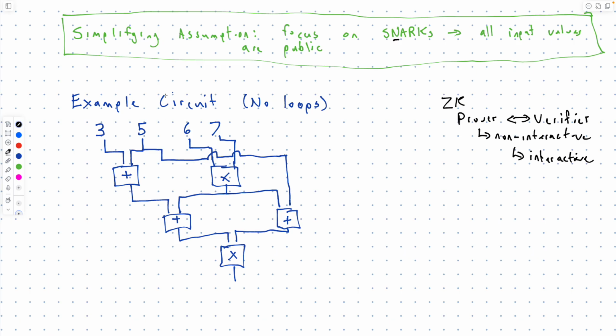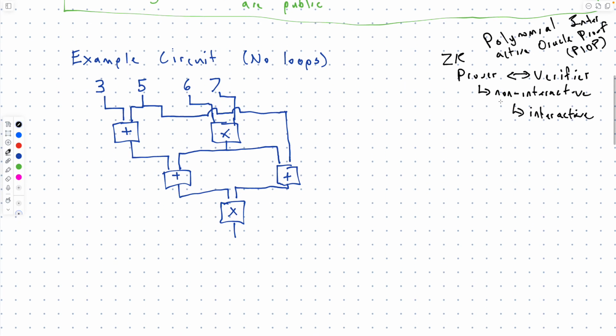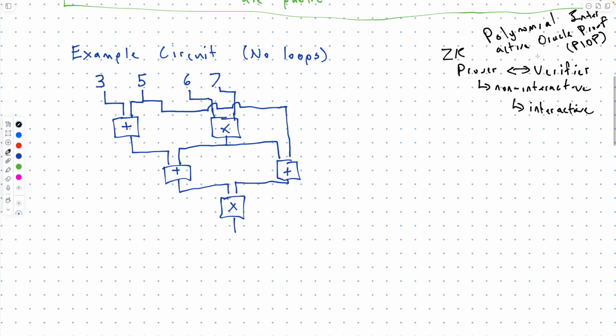Okay. This has a name, by the way. It's called the polynomial interactive oracle proof, or sometimes PIOP. Okay, but don't worry about that. You might see this, or on the podcast, you might hear people talk about the PIOP model or the poly-IOP model. That's what they mean.